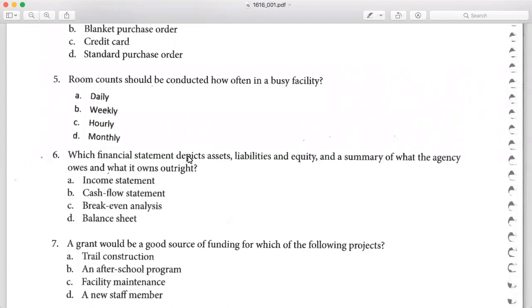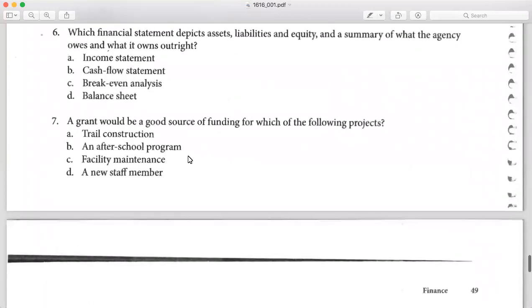A and B. It's true. A grant could be a good source. So let's see who put Becky and Brandon in. Okay, so both of you are correct. However, they chose A for the book, but I can tell you that I've gotten grants for after school programs, but we're going to go with A, trail construction, because they focused on capital expenditures. And that's what they said is the correct answer. Okay? Good job, everybody.